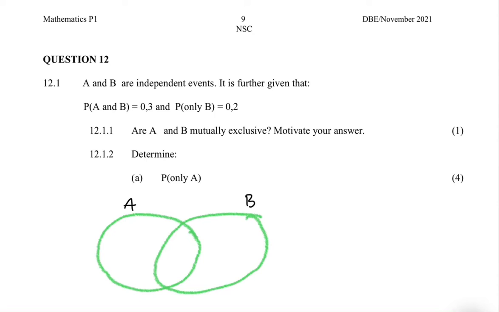So the probability of only B is said to be 0.2. And then the probability of A and B is said to be 0.3. And then the probability of only A, we don't know it, right? So let's just put X here. And the probability of neither A nor B, let's just put Y outside of our circles, right?